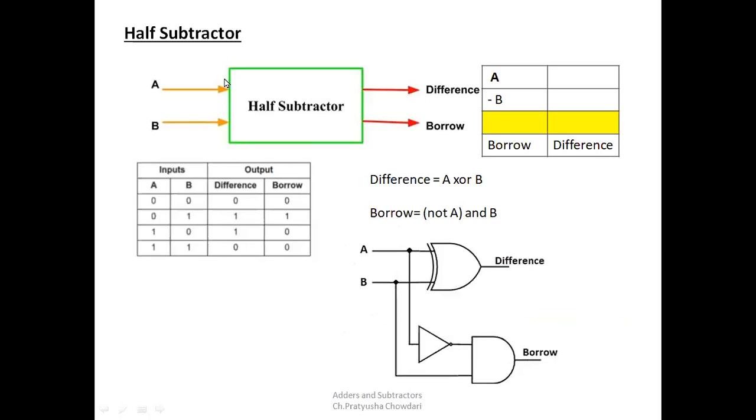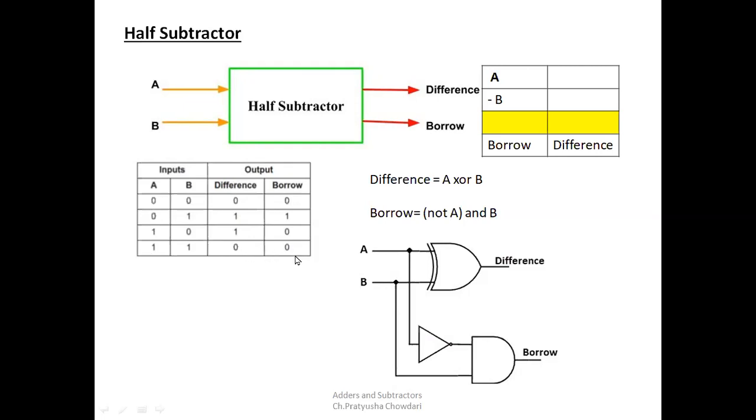Next is the half subtractor. Half subtractor is a combinational arithmetic circuit that subtracts two binary bits. That is, A minus B is going to be performed over here. So 0 minus 0: the difference is 0 and borrow is 0. I'm going to explain the 0 1 case a little later. We just complete the remaining two. 1 minus 0: the difference is 1 and you don't require a borrow. Then 1 minus 1: the difference is equal to 0 and you don't need a borrow.